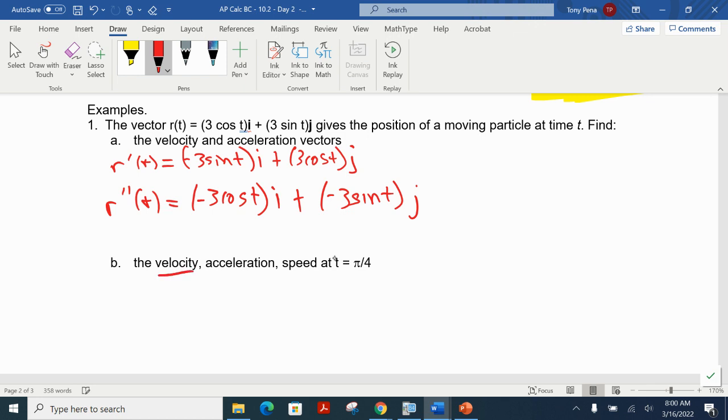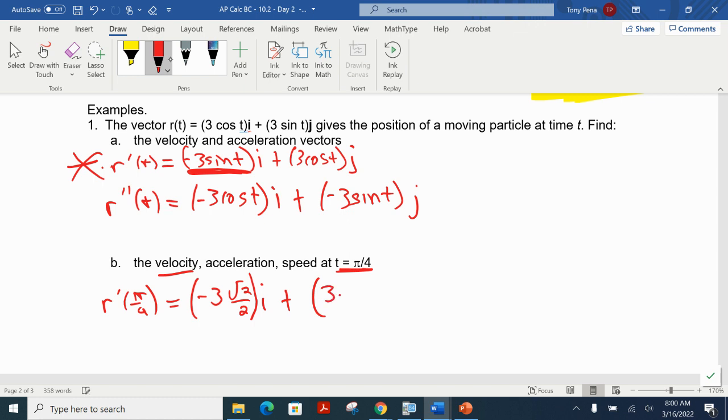If I now want the velocity vector at a particular time, so now I want r primed of t evaluated at pi over 4, that just means I'm going to take this guy here and evaluate it at pi over 4. So this is now negative 3, and then the sine of pi over 4 is root 2 over 2. It's my i position, plus, and then if I take pi over 4 and plug it in here, same thing, 3, and then root 2 over 2 as my j position.